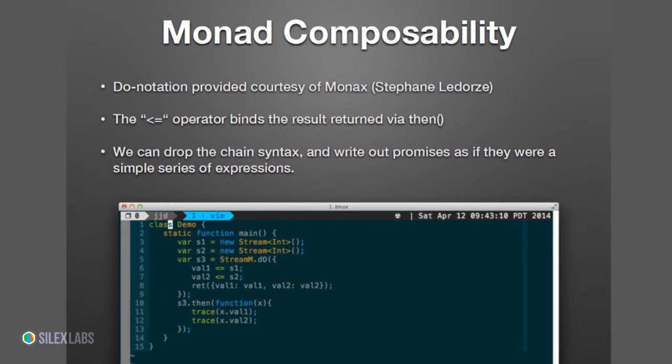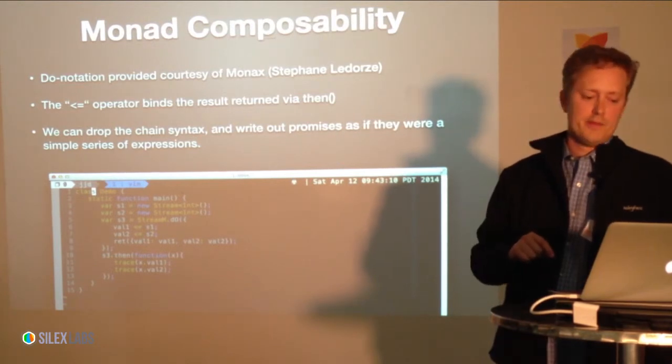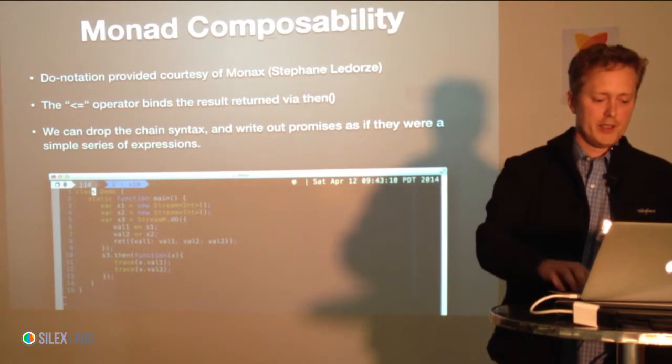And this is a very trivial example. You can make these as complicated as you want with as many methods. All the methods just need to return a stream type or a promise type, whatever monad you're in.